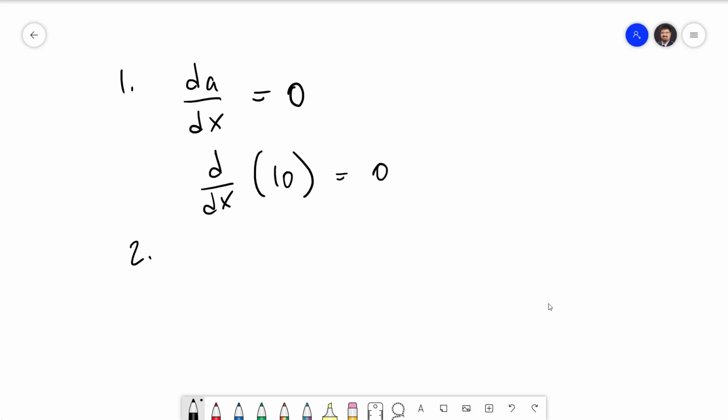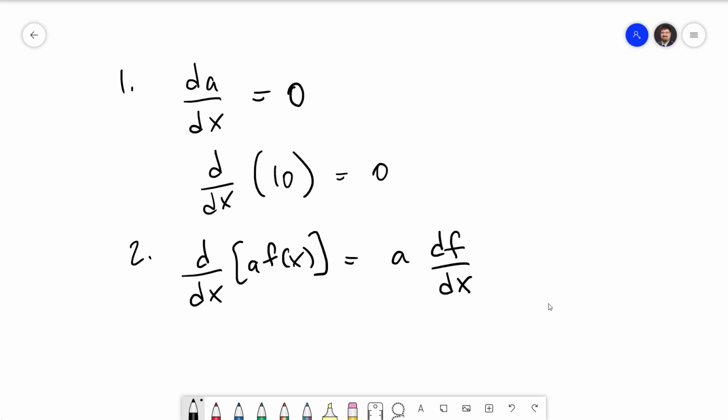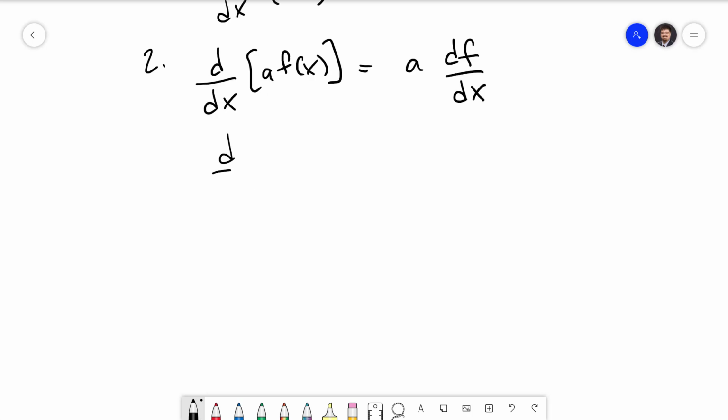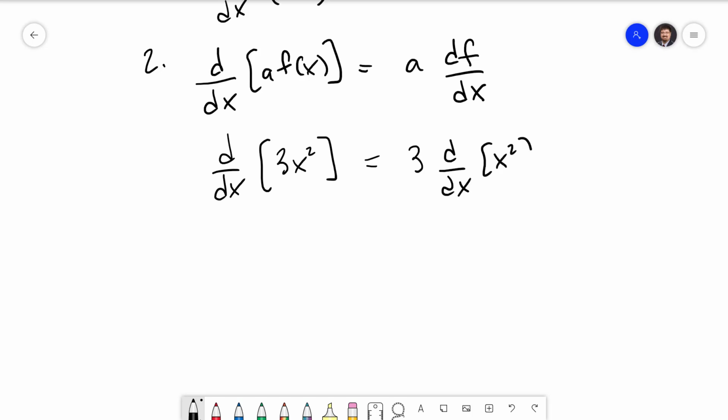Rule number 2. Constants can be factored out of derivatives. So if we take the derivative of a times f of x, we can rewrite this as a times the derivative of f of x, a times df dx. For example, we want to take the derivative of 3x squared, that is equal to 3 times the derivative of x squared. You can always factor that out.